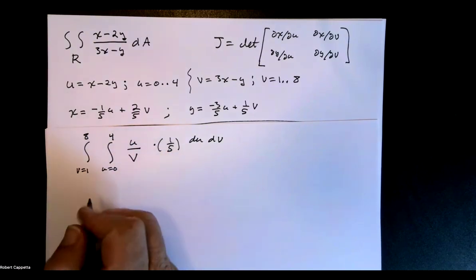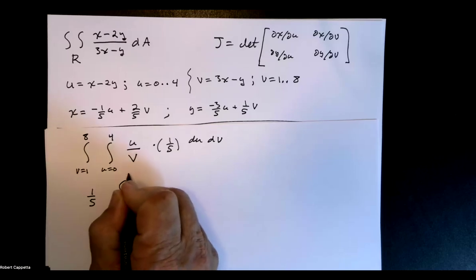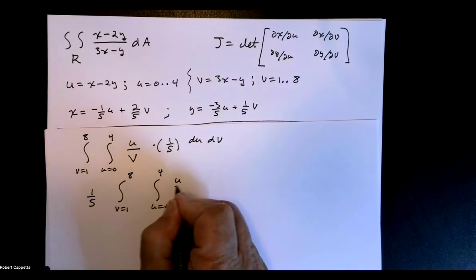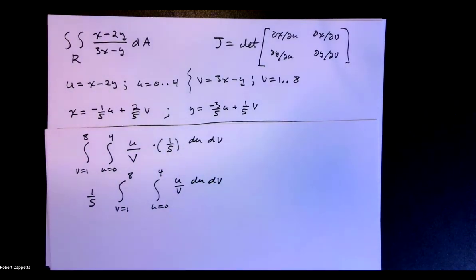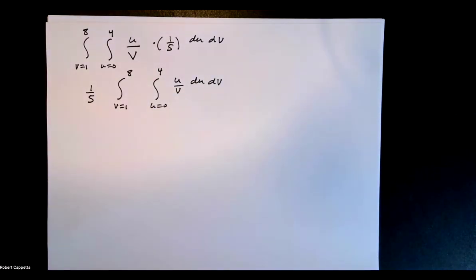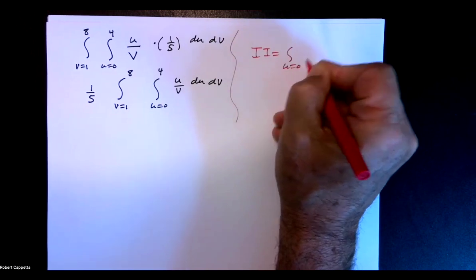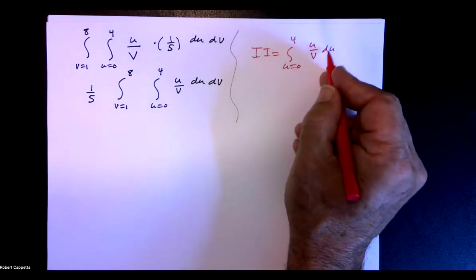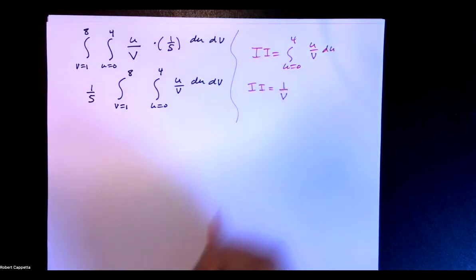We'll pull out the constant of 1/5 first. So we have 1/5 integral as v goes from 1 to 8, as u goes from 0 to 4 of u over v du dv. So let's focus on the inner integral, the integral as u goes from 0 to 4 of u over v du. Now, as far as u is concerned, v is a constant. So 1 over v can come out in front of that for my inner integral.